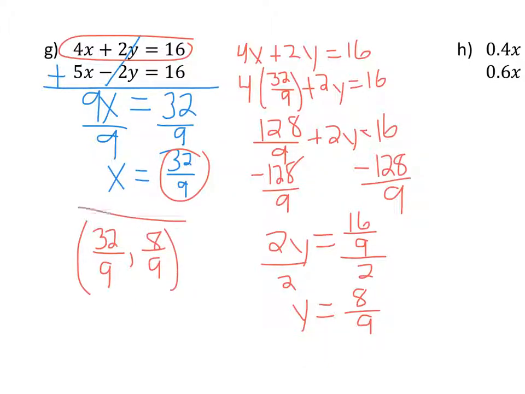This is a good example of if we were to graph these, we would not have the point of intersection in a nice ordered pair. It wouldn't be exactly on grid lines. So this is a good example of when it's a nice idea to solve it algebraically rather than by graphing. Okay, let's go ahead and skip to letter J.